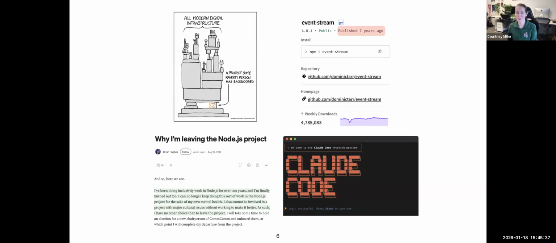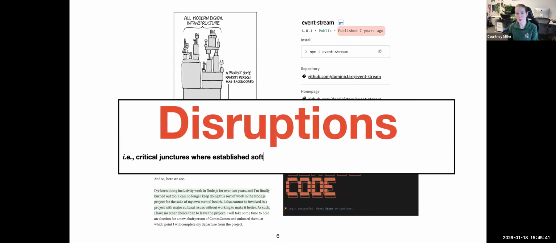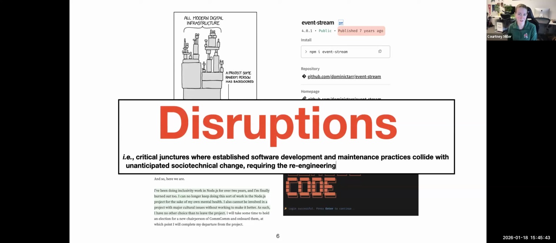Now, the four examples I've just described might seem very different, but they have a key commonality. They're all examples of disruptions in software engineering. In other words, critical junctures where established software development and maintenance practices collide with unanticipated socio-technical change, requiring the re-engineering of tools, practices, and workflows. My research focuses on helping developers navigate these disruptions.